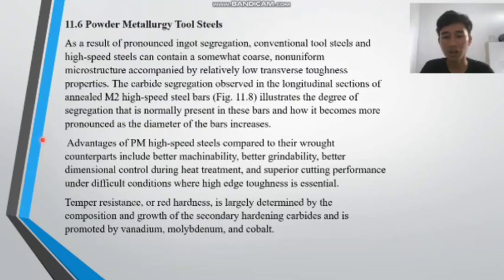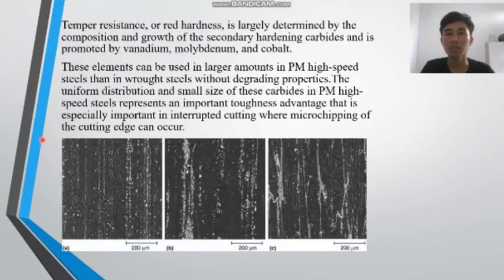Temper resistance or red hardness is largely determined by the composition and growth of the secondary hardening carbides and is promoted by vanadium, molybdenum, and cobalt. These elements can be used in larger amounts in PM high-speed steels than in conventional steel without degrading properties. The uniform distribution and small size of these carbides in PM high-speed steels represents an important toughness advantage that is especially important in interrupted cutting where micro-chipping of the cutting edge can occur.